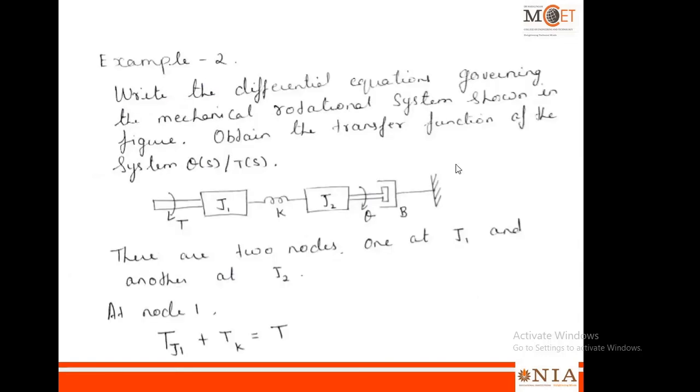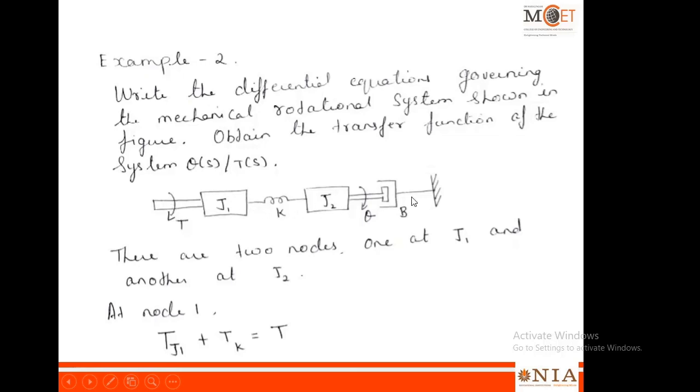Here there is another example, but this is a rotational system. Mostly all the procedures are the same, except that instead of mass you will have J, that is moment of inertia. Instead of linear force you will have a rotational force, that is the torque. So that is the major difference. Other things are very much similar to what we have done earlier.